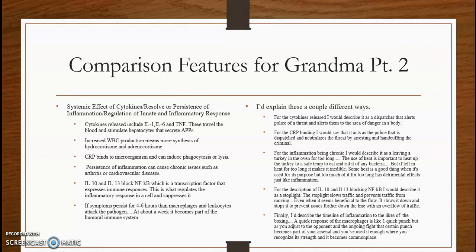If symptoms persist for 4 to 6 hours, then macrophages and leukocytes attack the pathogen. At about a week, it becomes part of the humoral immune system. I'd explain these in a couple of different ways. For the cytokines released, I would describe it as a dispatcher that alerts the police of a threat and alerts them to the area of danger in the body. For the CRP binding, I would say that it acts as the police, dispatched to neutralize the threat by arresting and handcuffing the criminal.